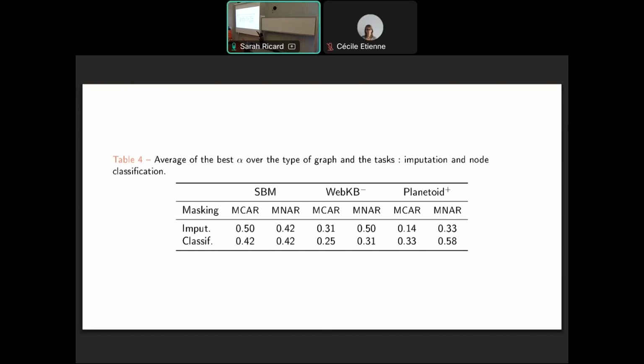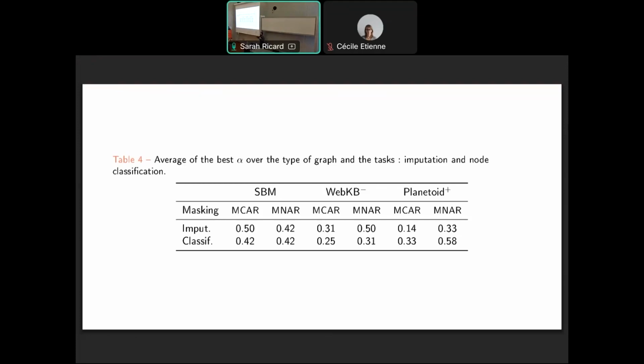besides this one on PubMed, which is actually strange because I would expect the structure to be really relevant to use here, since PubMed is very homophilic. But besides that, we can see that structure is taken into account all the time. If alpha was equal to 1, it would mean that we take into account only the structure. If alpha is 0, we only take into account the features. You can see that alpha is never 0, so we always take into account both.